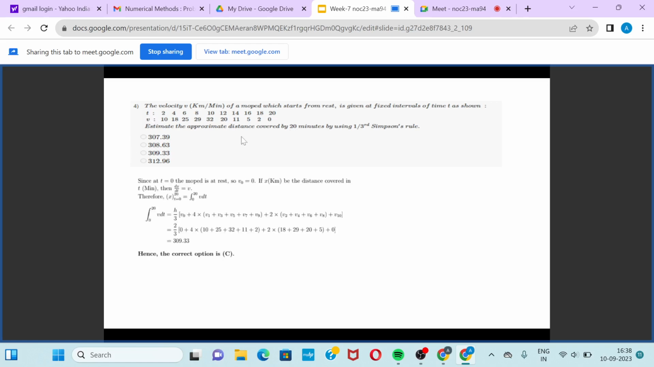in 20 minutes. Now we know that at initial time, that is at time equals 0, the velocity of the moped will be 0, right? V0 will be 0. Now we know that velocity is what? Rate of change of distance with respect to time, that is displacement with respect to time. So this will be given by dx by dt equals v. Fine. Now when you integrate it, you will get x at t equals 20 is equal to the integration from 0 to 20 of v dt.